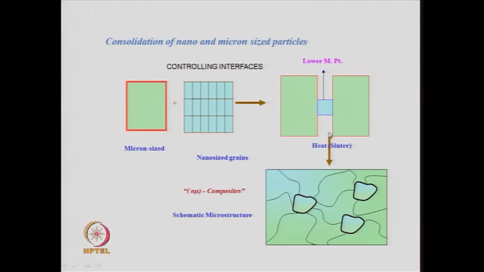So, when you heat, this part melts first and it sinters. Schematically it is shown here, you will get this kind of grains of nano and micron-sized particles which are highly compacted, and this will give rise to high density of these ceramics. We can call them nano-micron composites. This is a schematic microstructure of nanoparticles and micron-sized particles which have been sintered together.